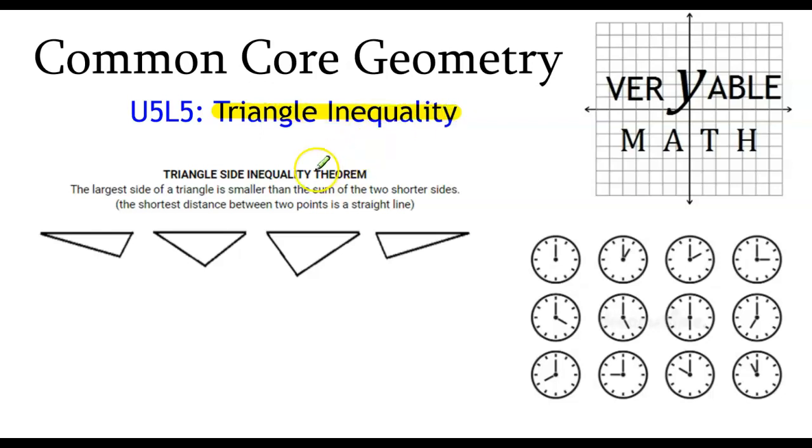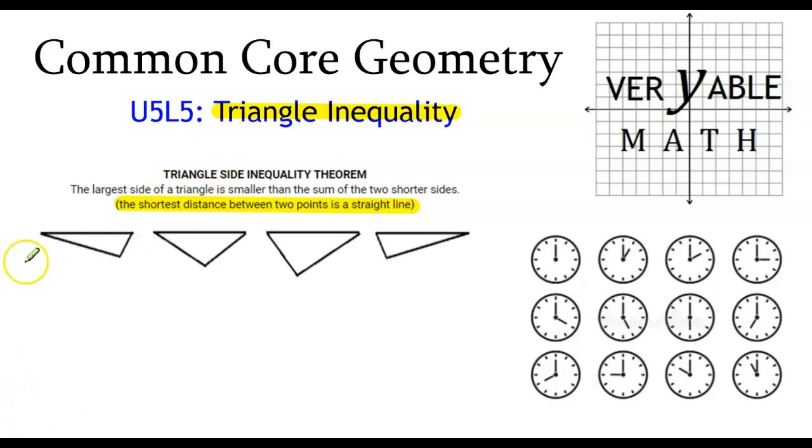The topic that we're going to be going over today is the triangle inequality, which says, in other words, that the largest side of a triangle is going to be smaller than the sum of the other two, shorter sides. It's a corollary of this very basic geometric concept, which says the shortest distance between 2 points is a straight line. That should make perfect sense to you.